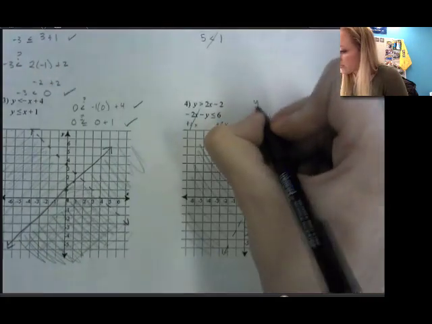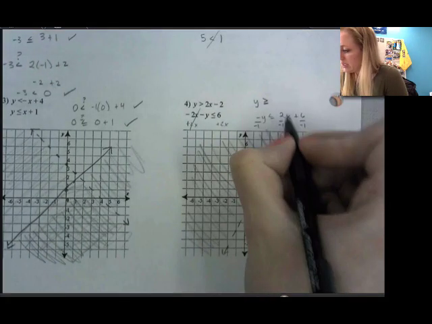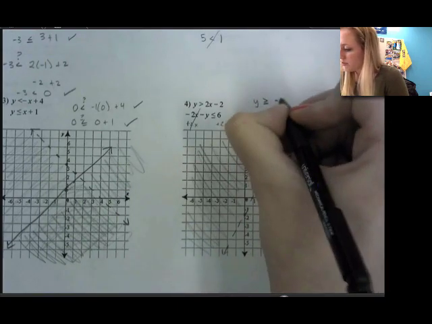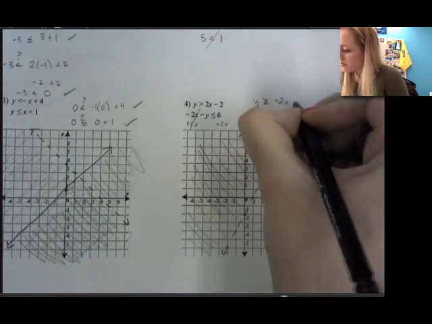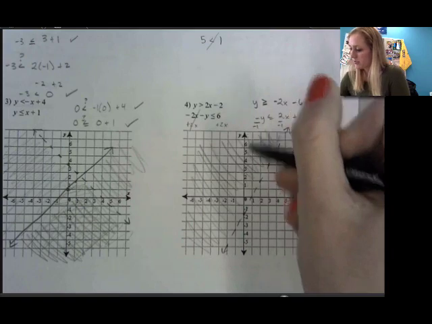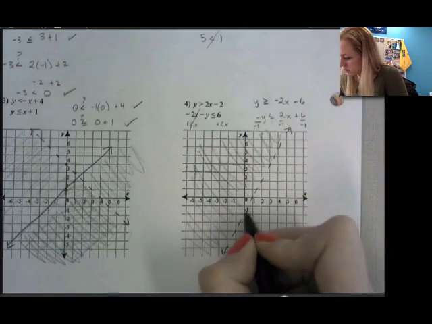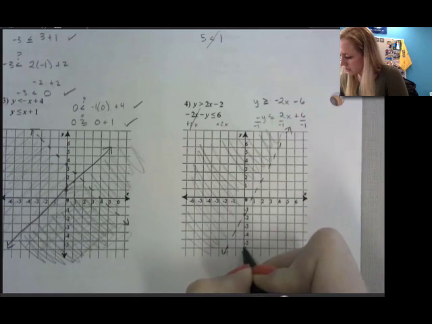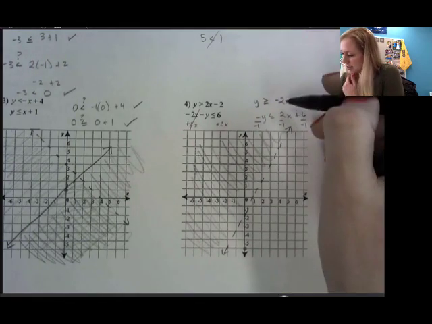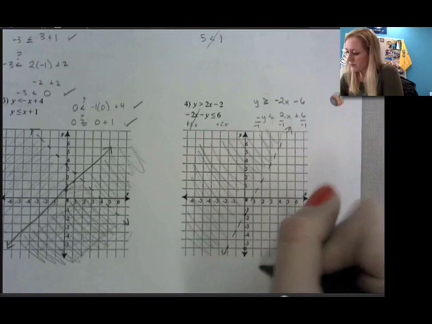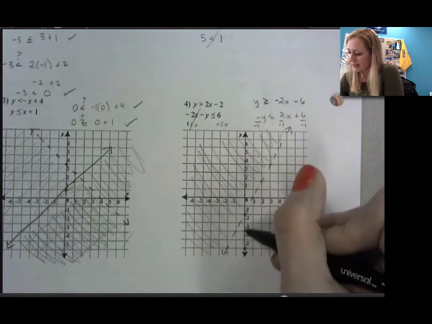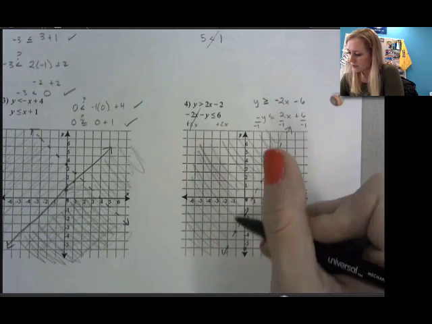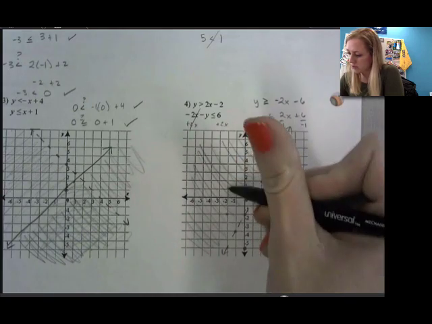So now it's y is greater than or equal to 2 divided by negative 1 is negative 2, and 6 divided by negative 1 is negative 6. So y-intercept of negative 6, 1, 2, 3, 4, 5, 6. And slope of negative 2, so down 2 over 1, so I'm going to go the opposite direction. I'm going to go up 2 and left 1.